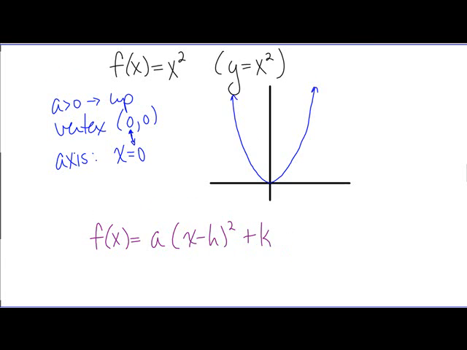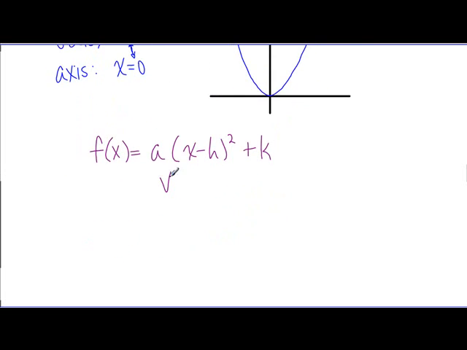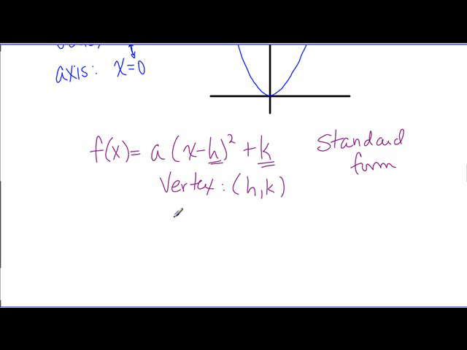The vertex, sometimes this standard form is called vertex form because you can look at the equation and these values, h and k, are the coordinates of the vertex. You can just pull the vertex out of the equation. And if you know the vertex, then you know the axis is x equals that x coordinate.